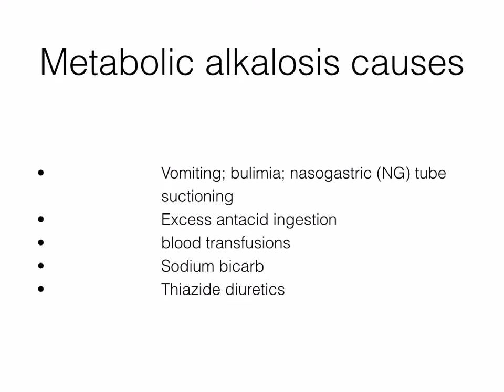Now, blood transfusions. There is a preservative in blood which is known as citrate. In the process of blood transfusion, this preservative citrate is converted to bicarbonate. And when blood is administered, the client is getting bicarbonate too. So the citrate will make the patient get a lot of bicarbonate, and that's why the patient is becoming more alkalotic.